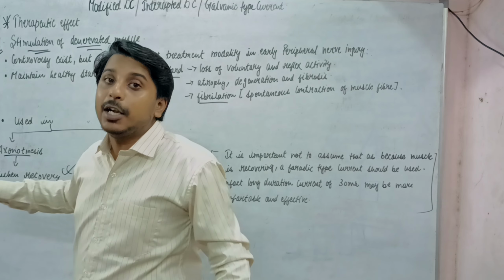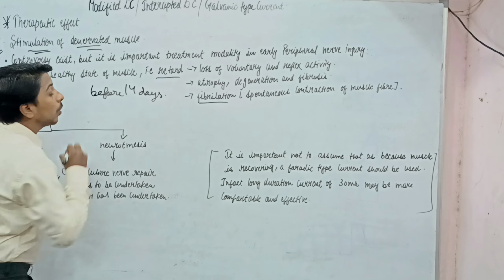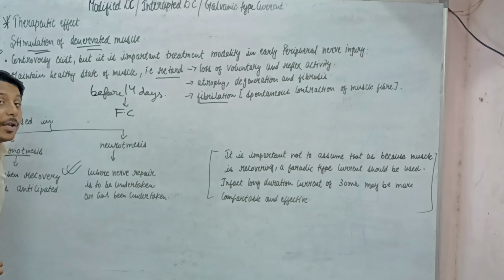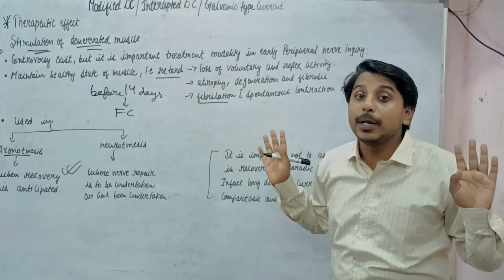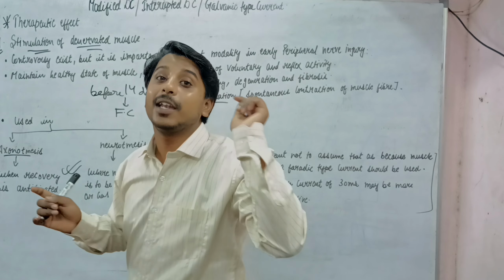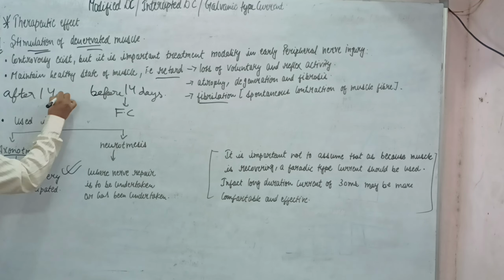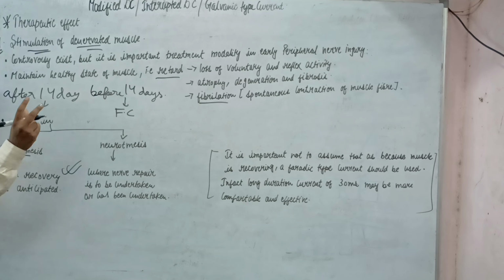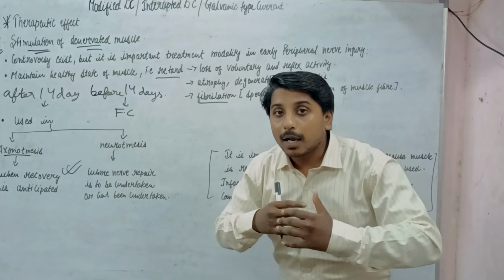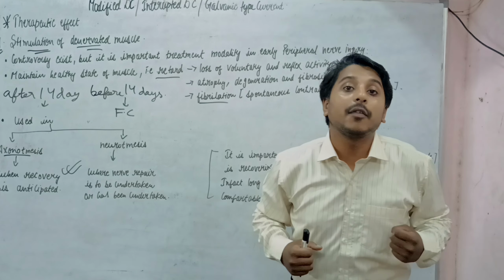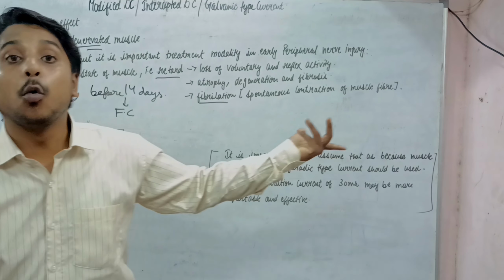But in axonotmesis and neurotmesis, before 14 days, that is a fortnight, use faradic current. Because during this time the degeneration, that is Wallerian degeneration, has not yet completed, so a slight response can be there, so we can use the faradic current. But after 14 days, when degeneration is completed, there will be no response to faradic current. So you need to focus on when he first got his nerve injured. Before 14 days there will be a response to faradic current, and after 14 days you will see that there is no response to faradic current.